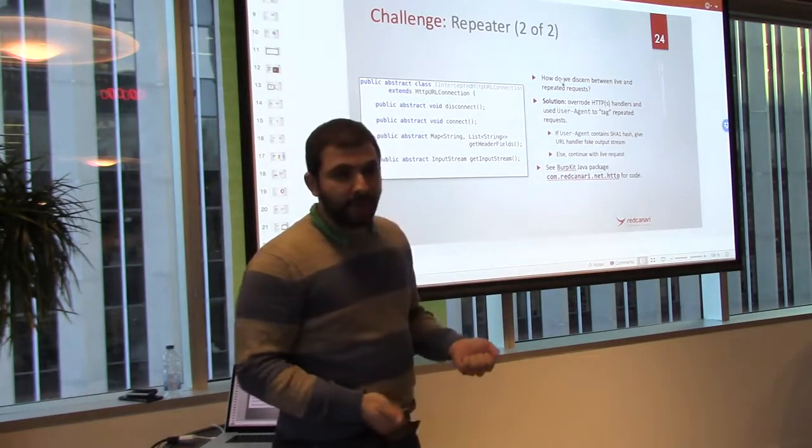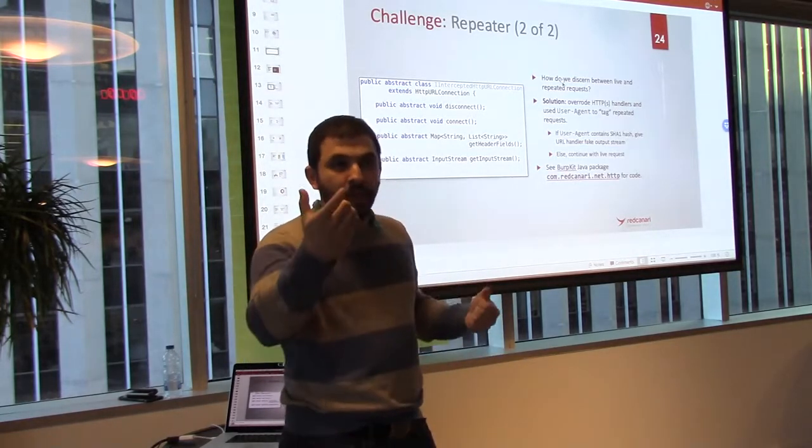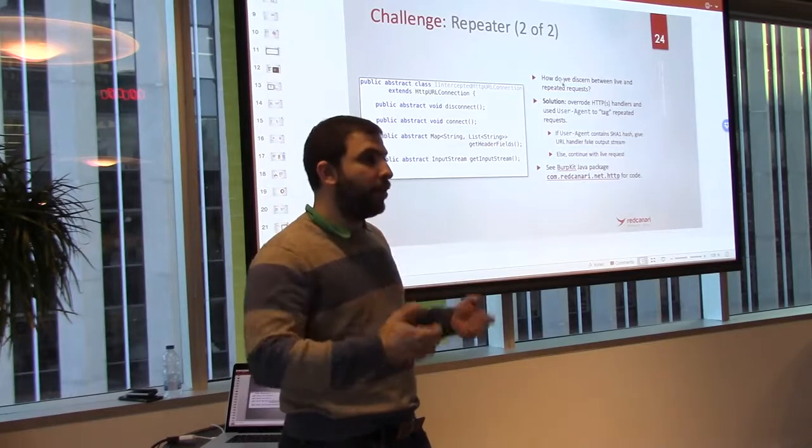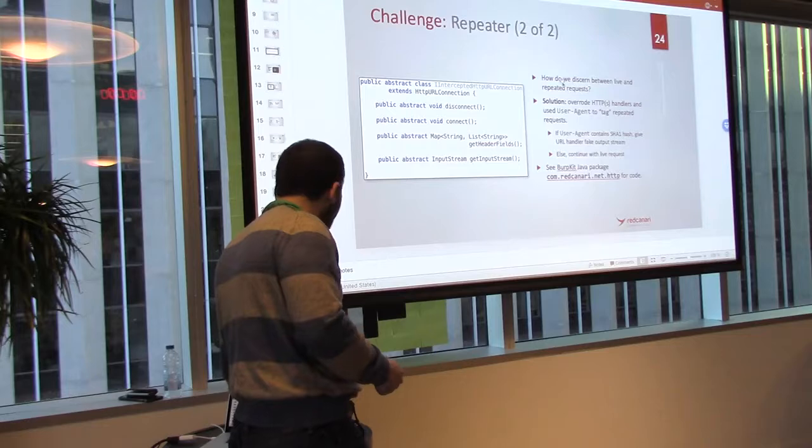And the way that I tag it is basically taking a SHA-1 hash of the request that's issued. So when I see the user agent with that SHA-1 hash, I know where in the cache it lies, and I just fetch the content from that cache.